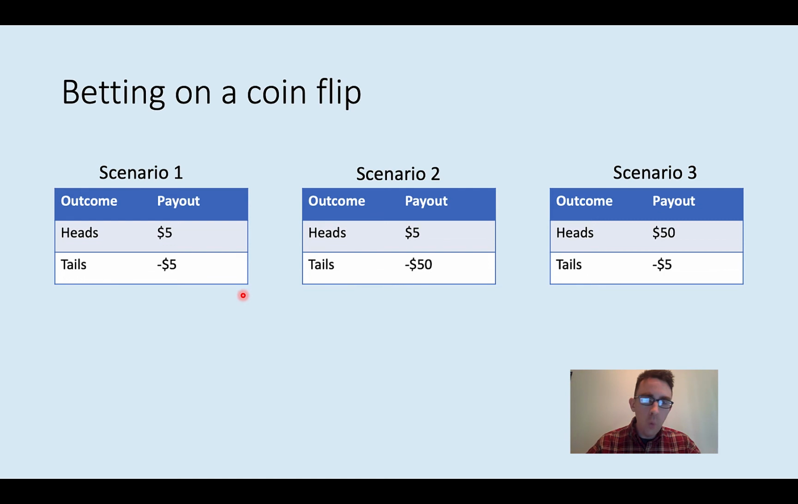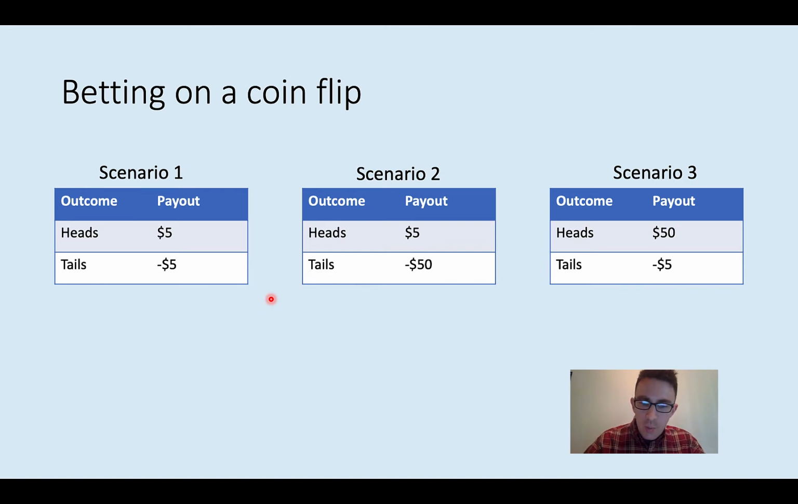And then scenario 1 is a fair bet because there's a 50% chance you win and a 50% chance you lose, and the amount you're winning is the same as the amount you're losing. So this is a fair bet. But that's the common sense way of thinking about it. How would we actually describe the goodness or badness of these bets in mathematical terms?